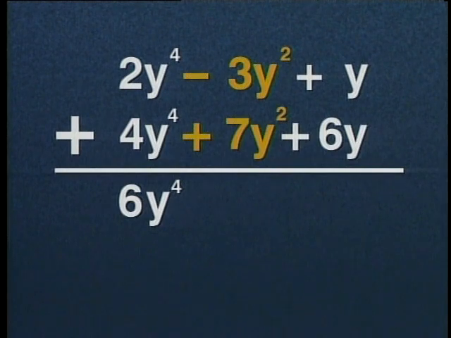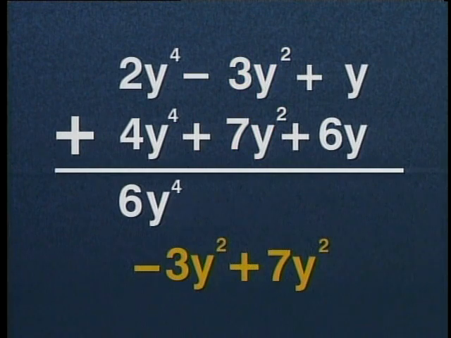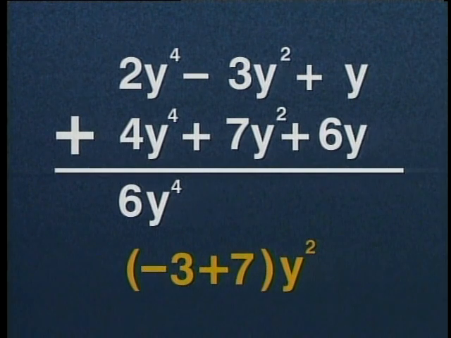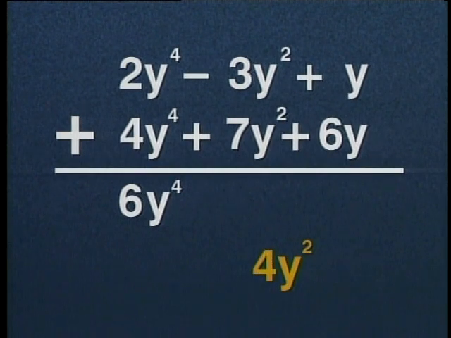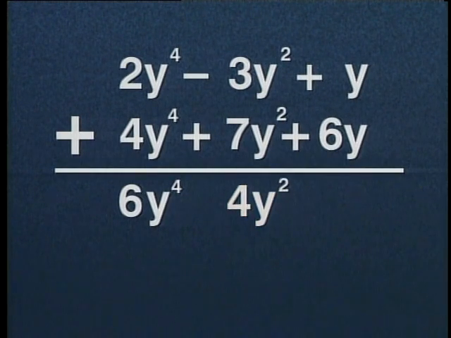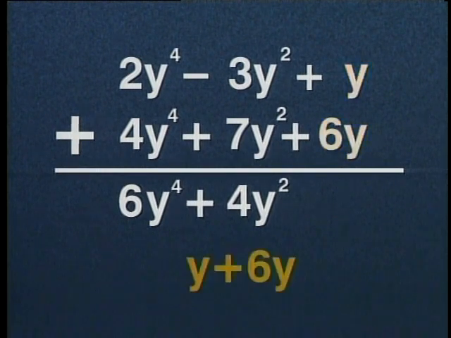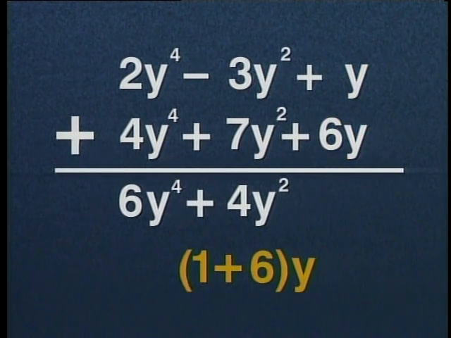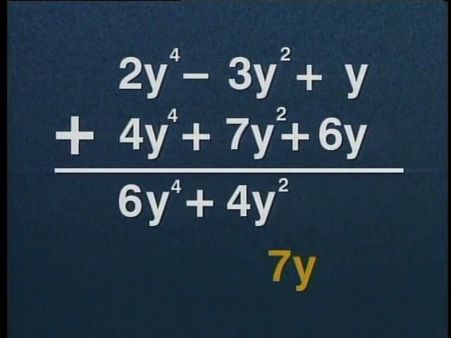Let's do the same thing with the next pair of terms, negative 3y squared and 7y squared. Again, we can factor or pull out the common term, in this case y squared, leaving us with the quantity negative 3 plus 7 times y squared. Adding negative 3 and 7 gives us 4y squared. Let's do the same for the last two terms, remembering that the coefficient of y in this case is 1. Pulling out the common y term leaves us with 1 plus 6 times y, which is 7y.